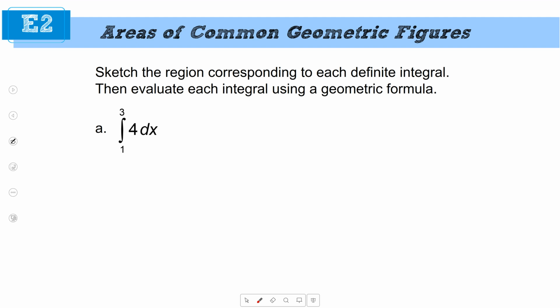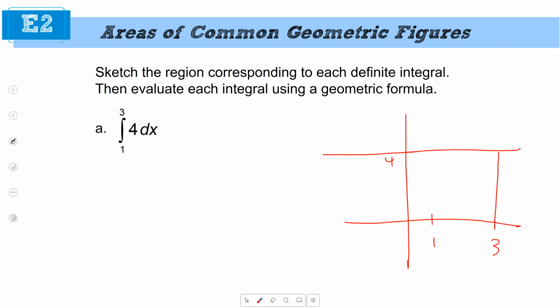First question I would ask you is, what does the graph of y equals 4 look like? Horizontal line. Horizontal line at? Y equals 4. Horizontal line at y equals 4. We want the area from 1 to 3. What's the answer? 8.